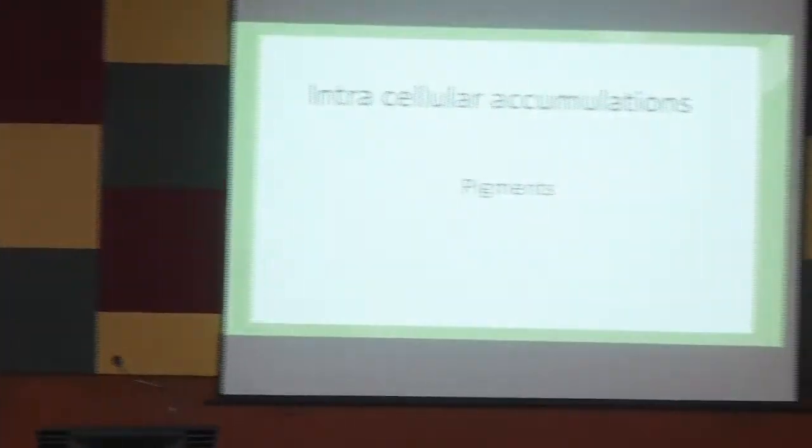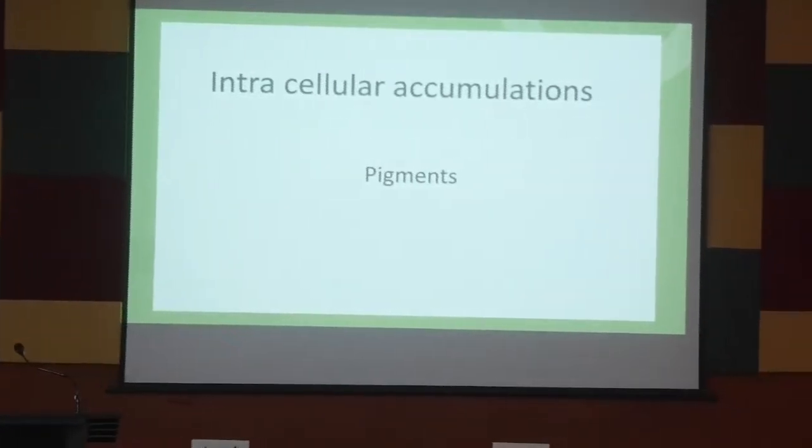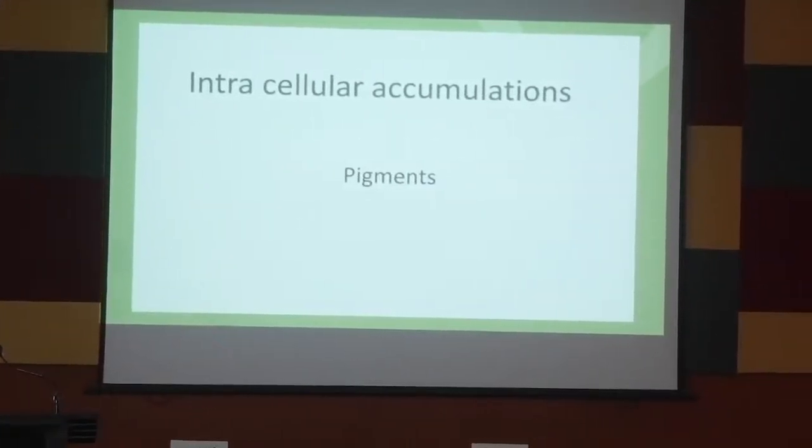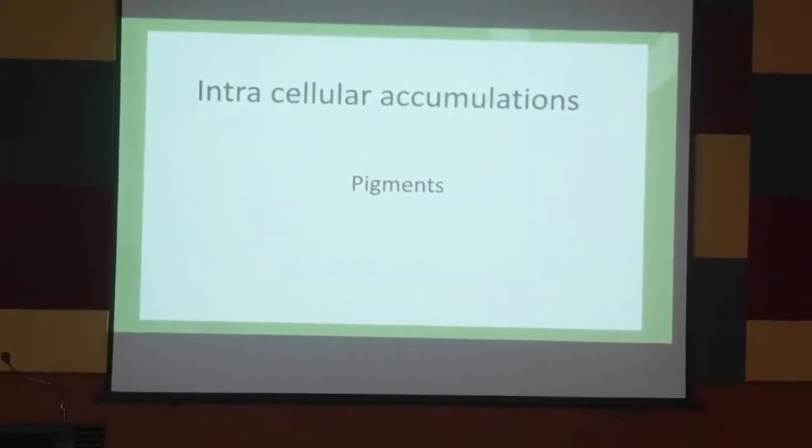So coming to the last, intracellular accumulation of pigments. So what are the pigments? Endogenous pigments and exogenous pigments. Endogenous pigments are lipofuscin, melanin. Very good. Most important endogenous pigment is melanin, and melanin is a pigment. How does it form, melanogenesis? From the knowledge of biochemistry, amino acid, which amino acid? Tyrosine.